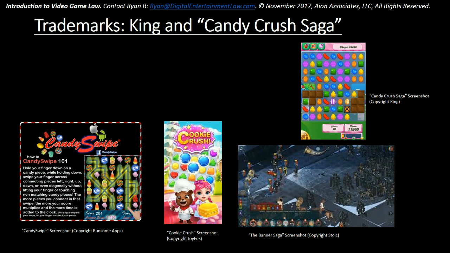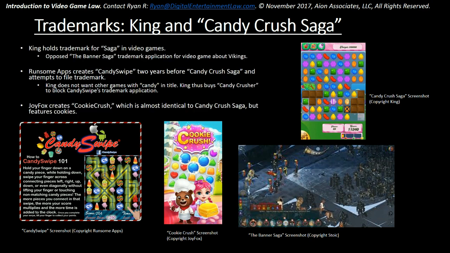So that brings us to our final area that developers often face trouble in, which is trademarks. And the best example for the hypothetical that we created at the beginning of this presentation is based on the producers of Candy Crush Saga, a company called King, and their recent activity to protect their trademarks. So in the first example, King holds the trademark for the word saga in video games and other software based on their Candy Crush Saga video game, which then allowed them to block the trademark application for a game called The Banner Saga about Vikings.